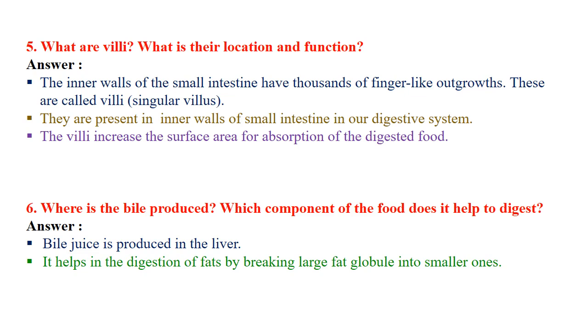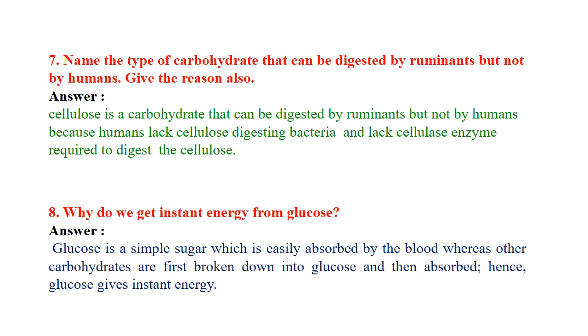As you know, fat cannot be digested directly. So the larger particles are broken down into simpler substances. Then it is easier to digest that component of food. So the function of bile juice is to digest fats by breaking down fat globules into simpler form. Next question.